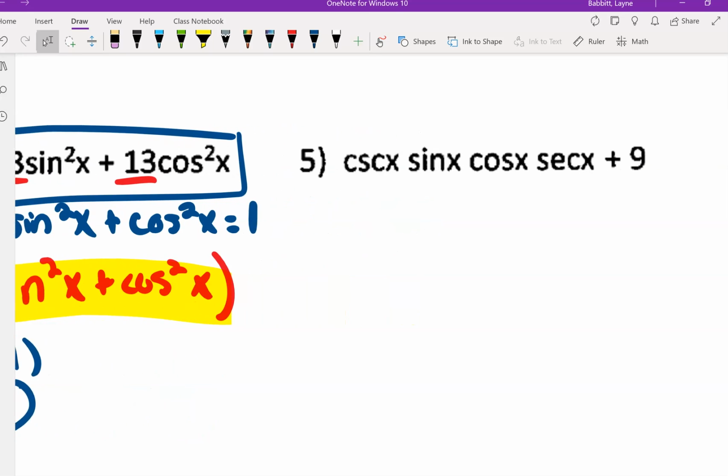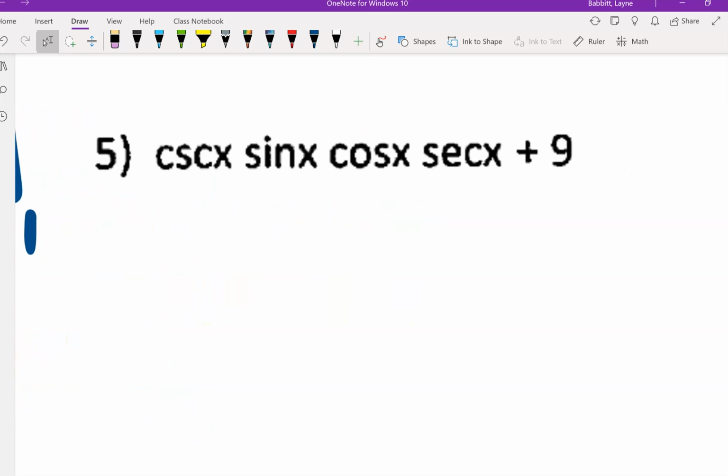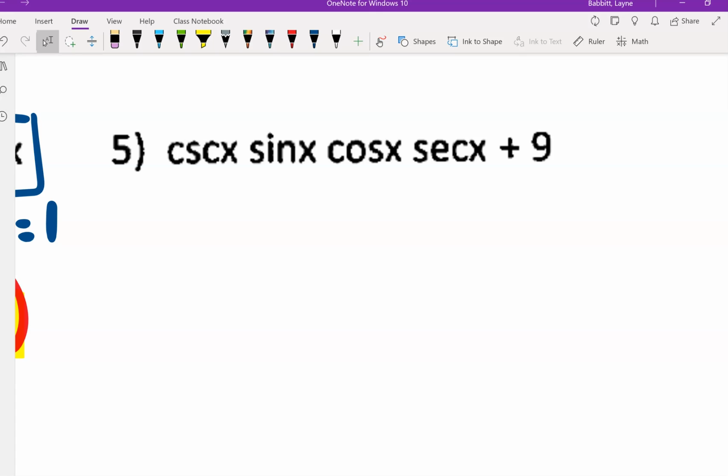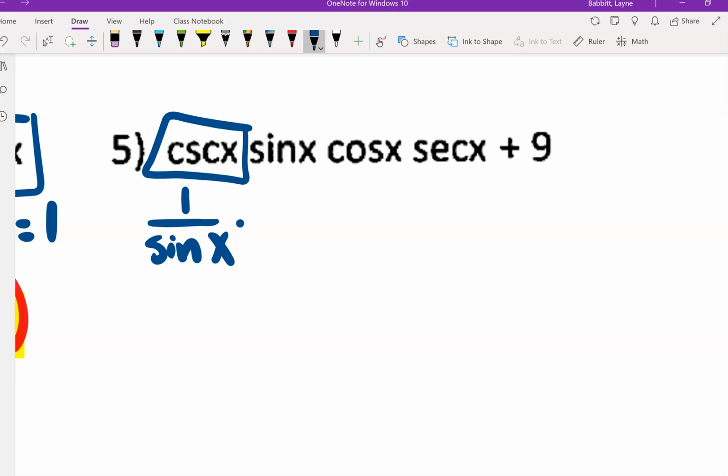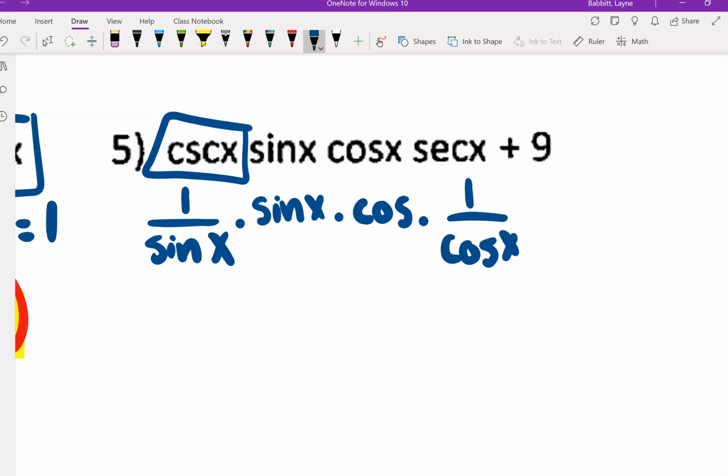Moving on to the next one. Going to do a little bit of reciprocal identity stuff on this one. I don't like cosecant as much as I like 1 over sine of x. And then this is still just sine x. I like cosine, I'll leave cosine as it is. And then I'm going to replace secant with 1 over cosine of x, since those are reciprocals. And then we still have this plus 9 on the end.